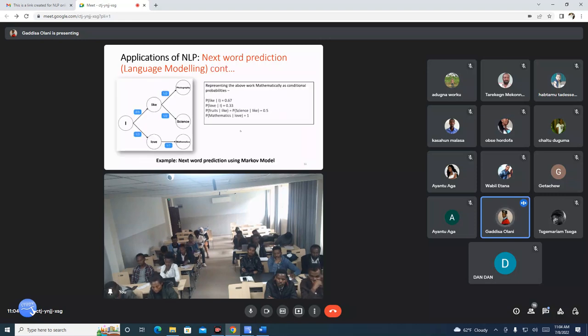So here is a task. We do have two strategies to build this kind of system or next word prediction model. There are two options: one is the statistical approach, which is what we used to use, and the other is what we call neural nets. Of course, we call the statistical one the Markov model.